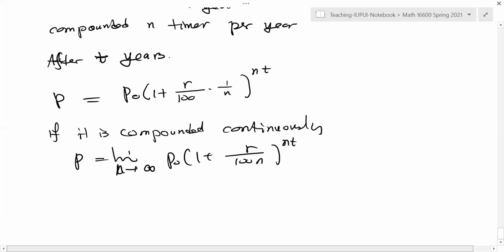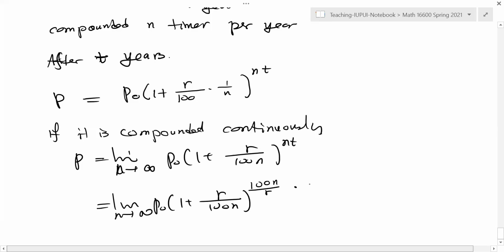Then what do you get? You will get the limit. You have to deal with this limit, right? And I think we are able to find the formula right now. I'm going to rewrite this. And here I'm going to put 100n divided by r, okay? Because this is going to be 1 over n, right?